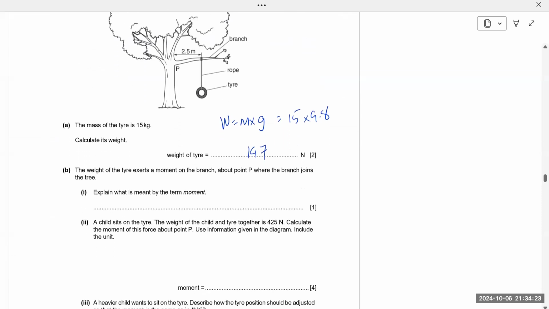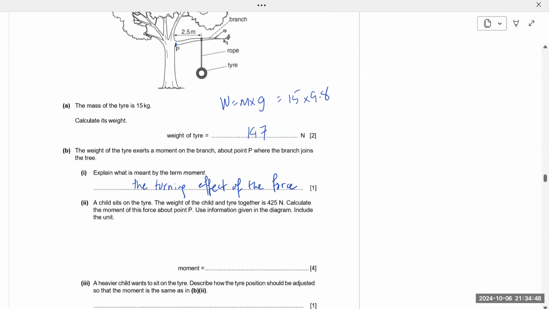The weight of the tire exerts a moment on the branch about point P where the branch joins the tree هنا. Okay. Explain what is meant by the term moment. طيب what is moment? Moment is the turning effect of the force. Okay. A child sits on the tire. حد هيقعد هنا. Okay. The weight of the child and tire together is 425 newtons.